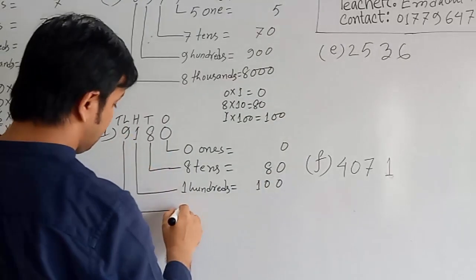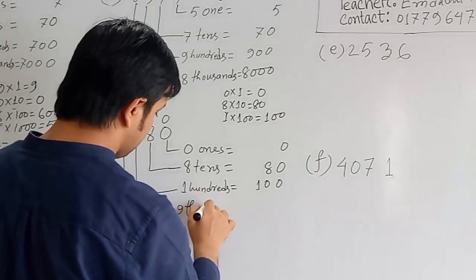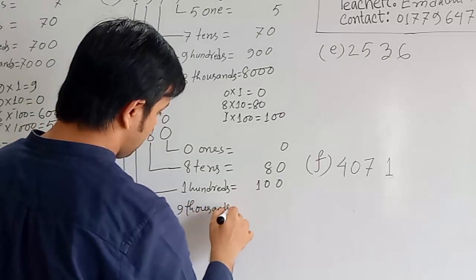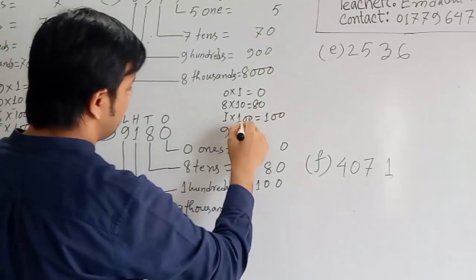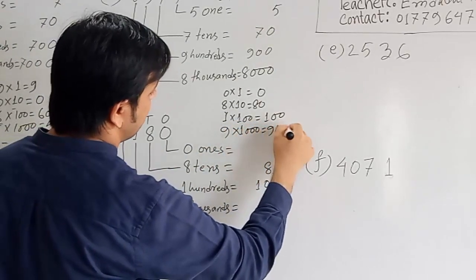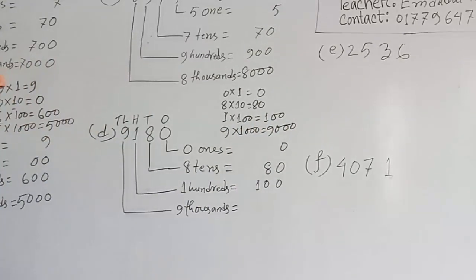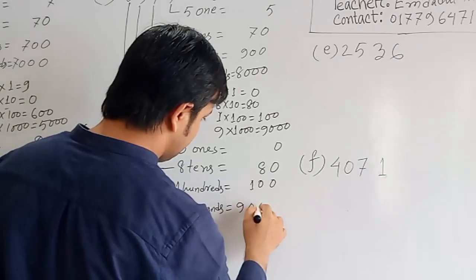Now place value of 9 in this number. 9 is in thousands position. So we have to write 9,000. So we have to multiply 9 by 1000. This will be 9,000. So we can say place value of 9 in this number is 9,000.